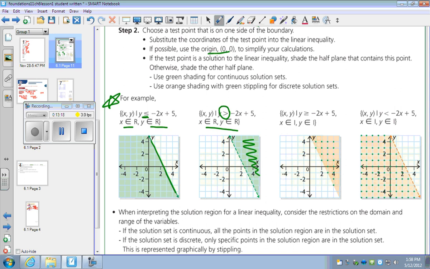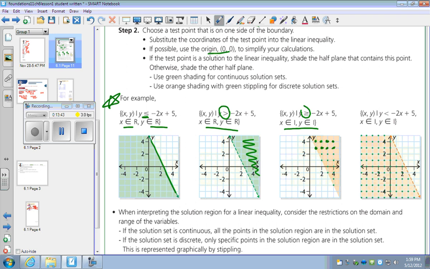In this one they have equality, but they say it's only integers. And that's another way of saying discrete. It's only counting numbers. You can only have 1, 3, 7. And so they shaded orange and they stippled green. So that's saying it's only these exact points that count. It's not everything else.